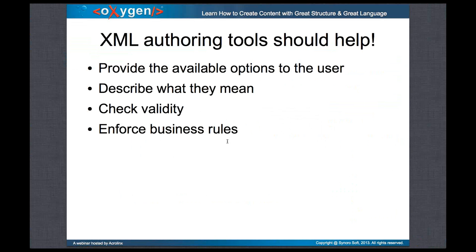And now comes the role of authoring tools to help authors create a good structure and explain to them how and what each element, each attribute represents. And this is what we try to do in oXygen.